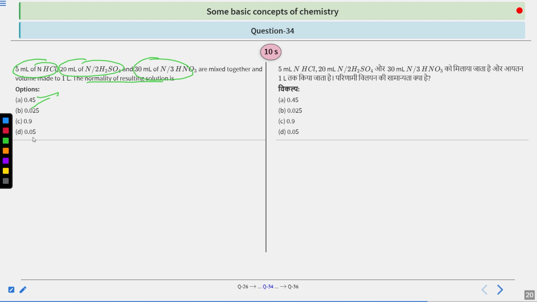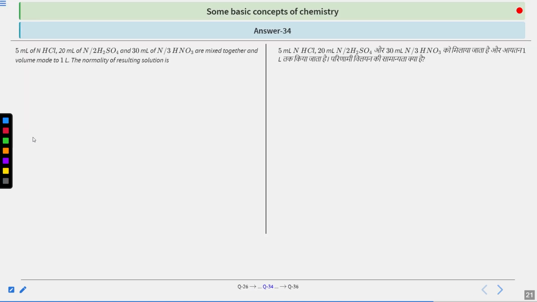So we have 10 seconds to solve this question. Your time starts now. Now let us see the solution. So according to this equation, what is given? We have 3 types of acid, HCl, H2SO4 and HNO3, mixed together, and the volume is made up to 1 liter. What is the normality of the resulting solution? We have to find it. So how will we find it?